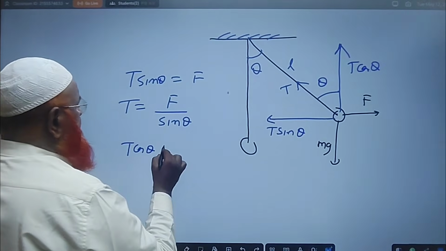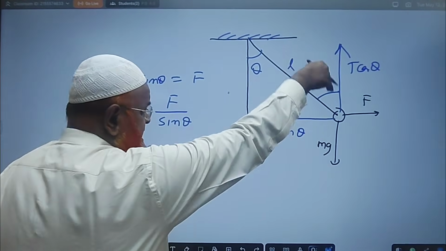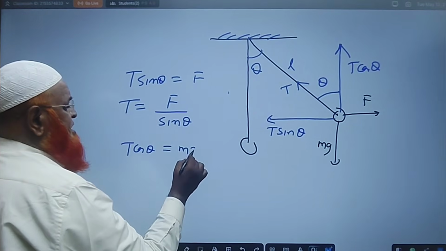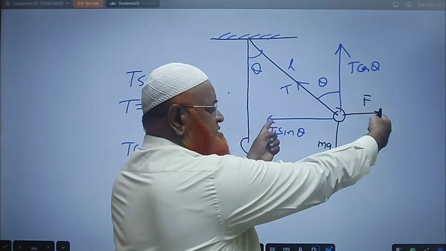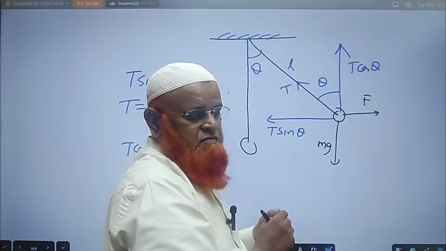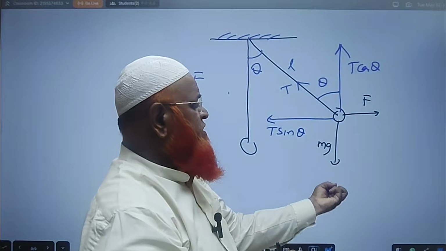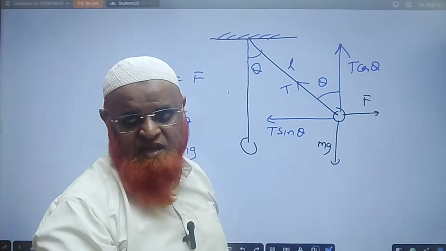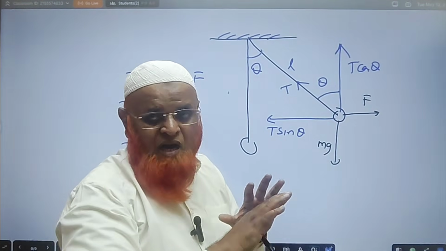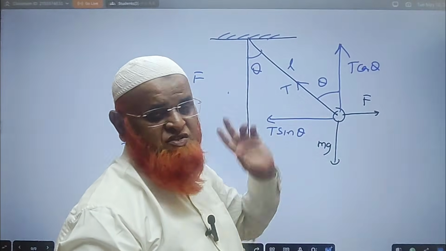Okay, so T cos theta is in the upward direction and mg is in the downward direction. See, these two forces are the same, equal and opposite, action and reaction forces. Weight is an action, T cos theta is a reaction. Equilibrium position means all the forces acting in opposite directions will be the same.